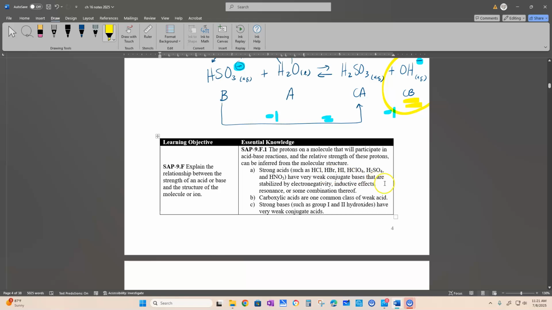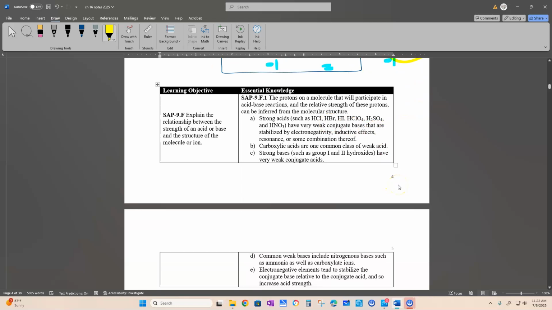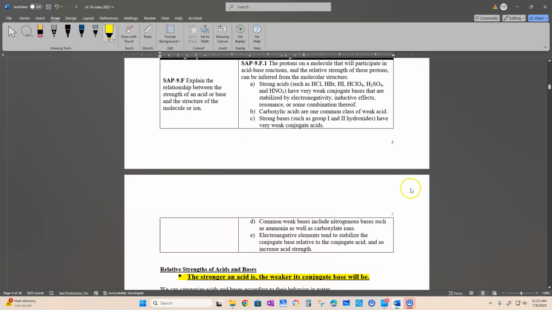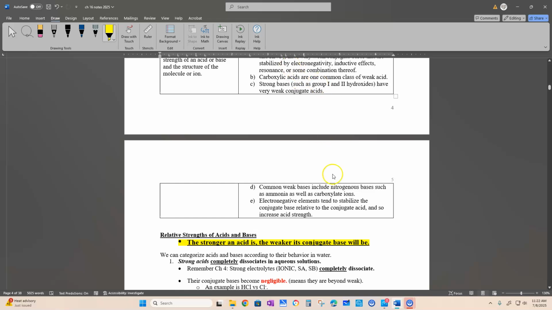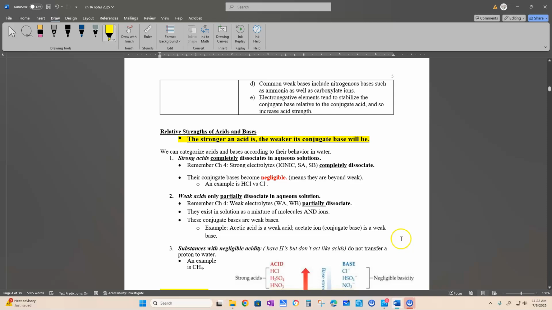So our next learning objective is about the strength of the acid and the base. Is there a difference in every acid and base and their strength based on the structure? So take a minute. This is learning objective 9.F, and there are 5 objectives that AP expects you to master. So take a minute, read, annotate, make some notes, and come back to me.